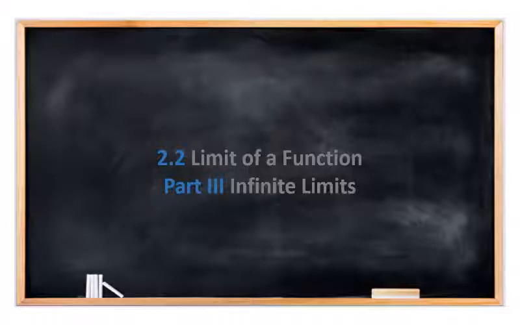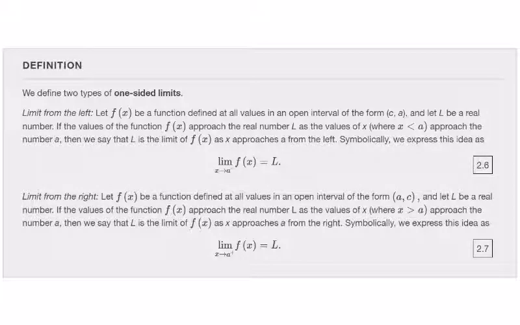All right. So just a real quick review from last time. Remember we talked about one-sided limits. Remember that the little minus there means approaching a value from the left, and the plus means approaching a value from the right.